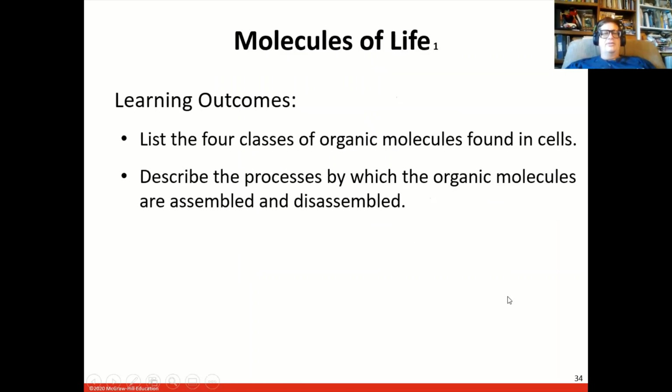Okay, now we talk about the 4 classes of organic molecules, big macromolecules. And right off the bat, you've heard of these things. I'm talking about carbohydrates, proteins, lipids, things like fats, and the nucleic acids, the DNA and the RNA. So you know about these things. We're going to list the 4. We're going to talk about how they're assembled and disassembled.